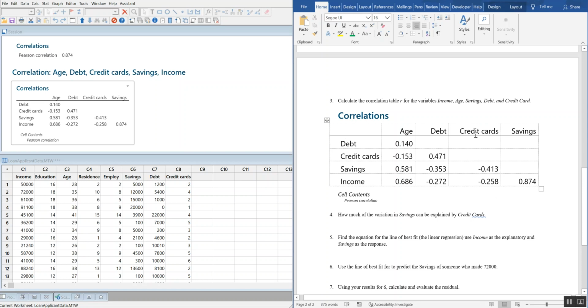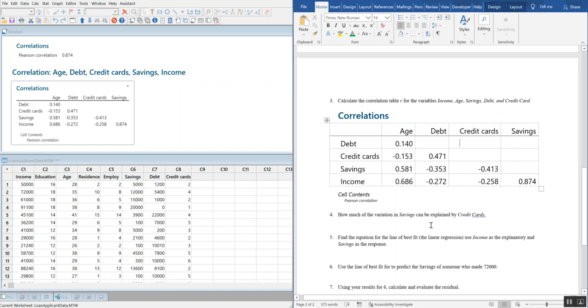So you notice there's no entry for credit card with credit card or savings with savings. But you might ask yourself, well, what the heck? Why isn't it doing debt with credit cards? Why isn't there an entry right here? Well, it's because it already has debt with credit cards. It's right here. See, debt, credit cards, debt.